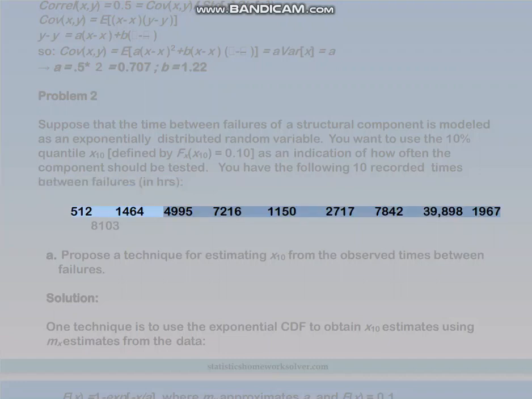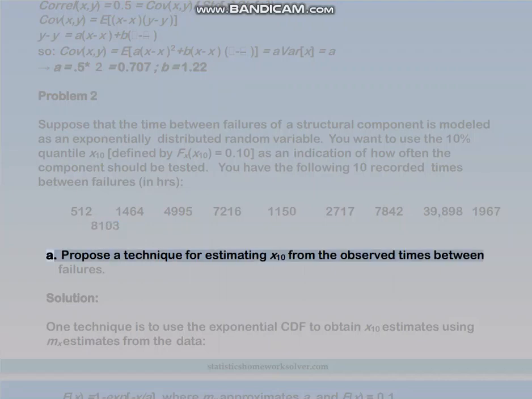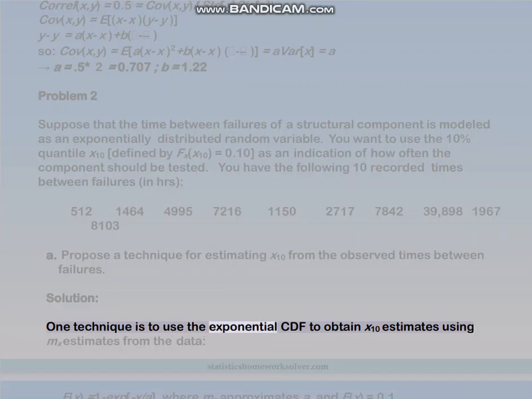512, 1464, 4995, 7216, 1150, 27, 17, 78, 42, 39, 898, 1967, 8103. A. Propose a technique for estimating x10 from the observed times between failures. Solution. One technique is to use the exponential CDF to obtain x10 estimates using estimates from the data.